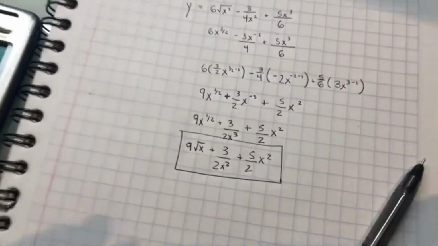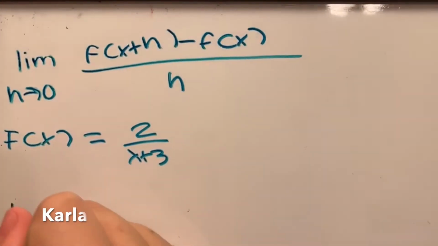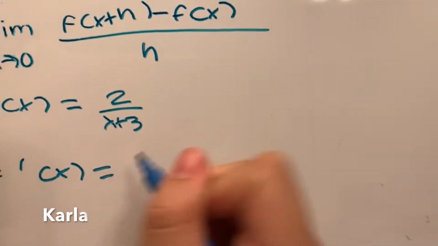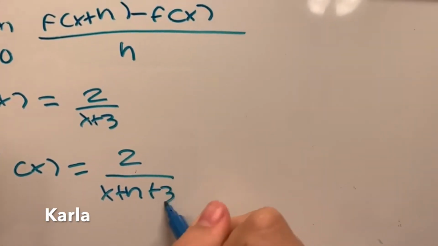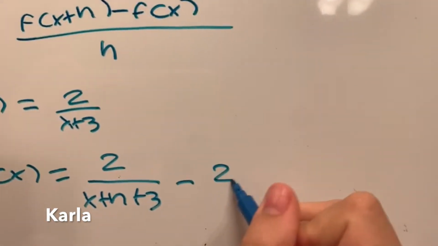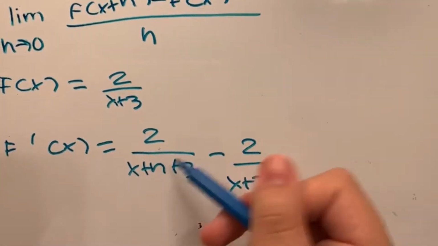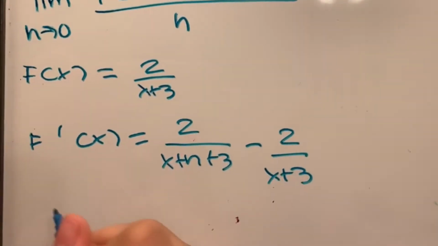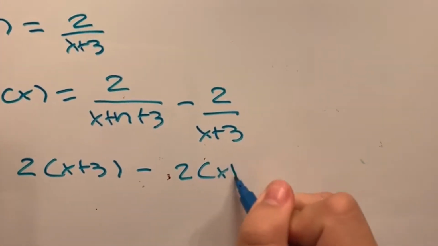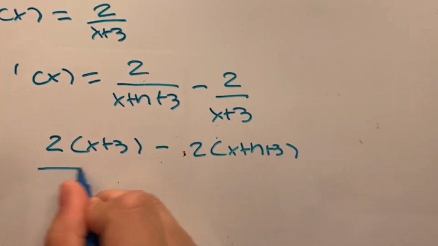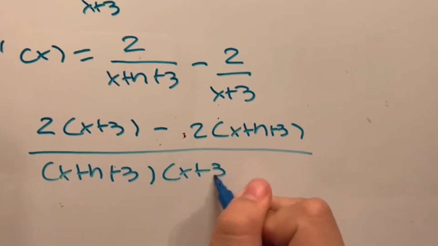And that's it. We're gonna do this problem by definition. This is our definition. So what we do is first write 2 over, and where there's an x, you write x plus h plus 3, minus the original, which is 2 over x plus 3. Then what you do is common denominator, this times this, this times this, and this times this. So it will be 2 times x plus 3 minus 2 times x plus h plus 3, all of that over x plus h plus 3 times x plus 3.